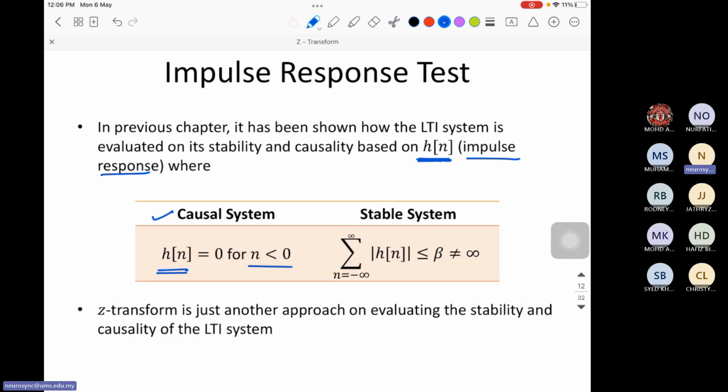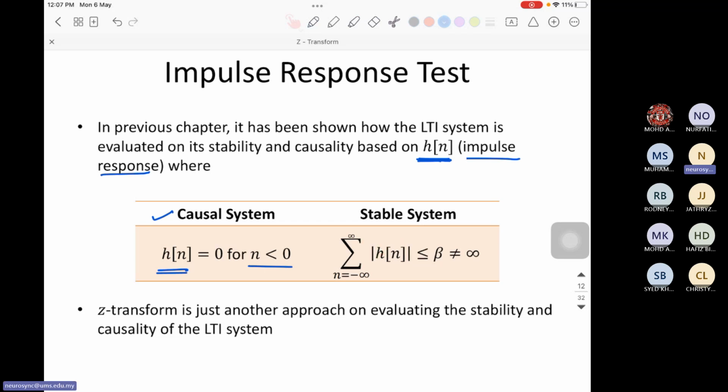The causal system will be if the impulse response of the system is defined as h of n, and this h of n is equal to 0 for n less than 0. In that case, the system will be a causal system.